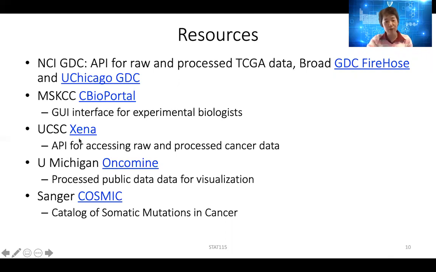UC Santa Cruz has some resources that also collected the TCGA data, allowing you to access both the raw and processed data, but also there are APIs allowing you to do data analysis on the server. And University of Michigan has Oncomine, which has many other non-TCGA cohorts. They are collected from individual studies you can look at. And also Sanger has COSMIC, which has a catalog of all the mutations in cancer and annotations for those, which are very, very useful.